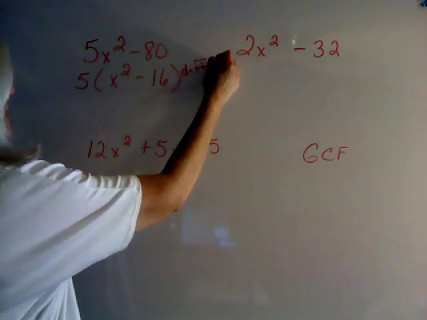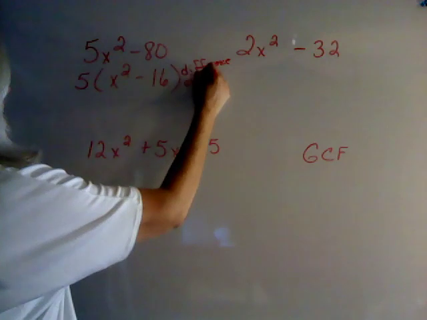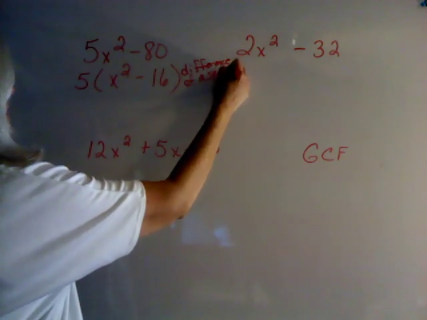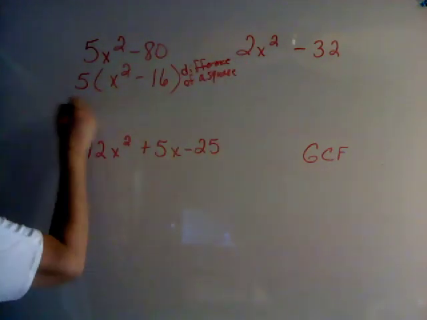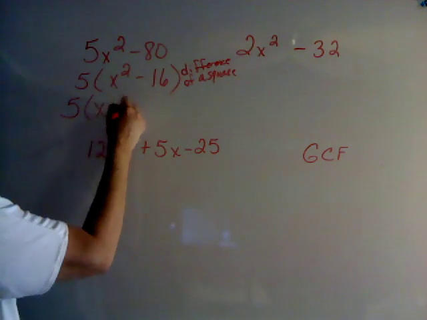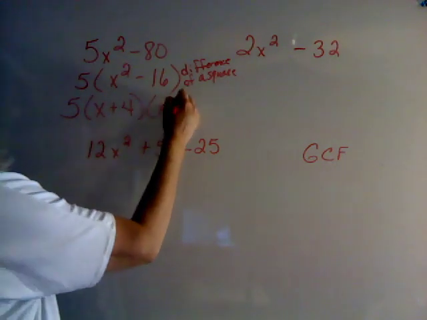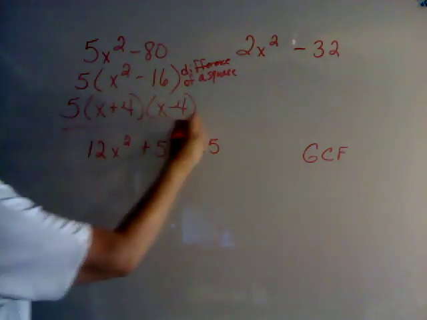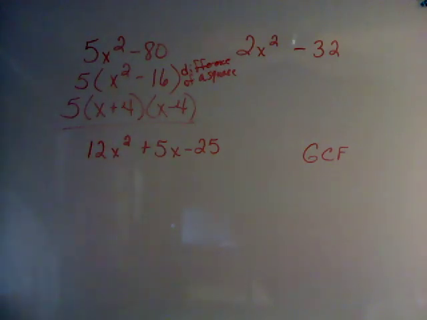Difference of a square. So then I know that it's 5 times x plus 4 times x minus 4. And now I have factored this polynomial.